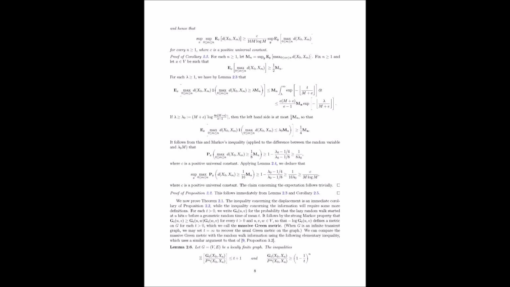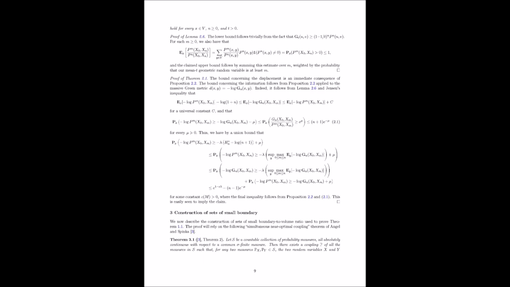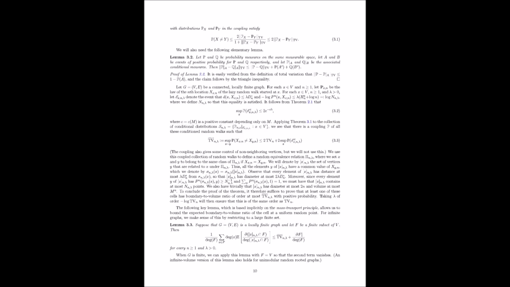Yeah, so this is where the real ingenuity comes in, and it all revolves around Lemma 3.3. Okay. And this lemma relies on the mass transport principle, and it allows us to analyze the expected boundary to volume ratio of a randomly chosen cell within our coupled walk construction. Now hold on a second. The mass transport principle. Yeah.